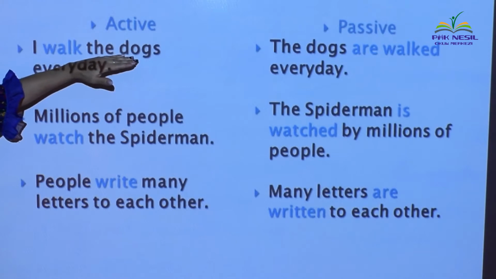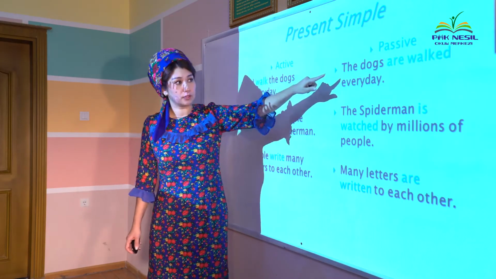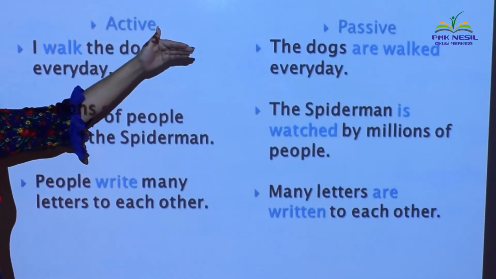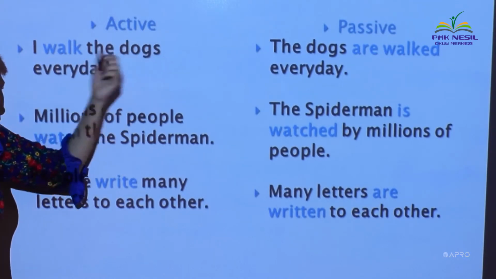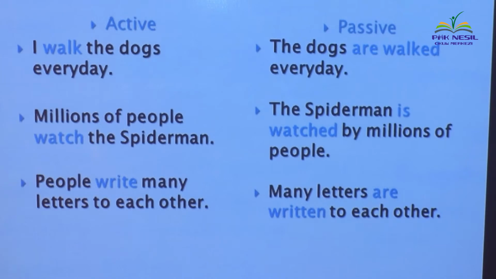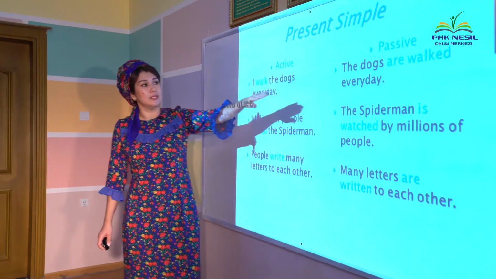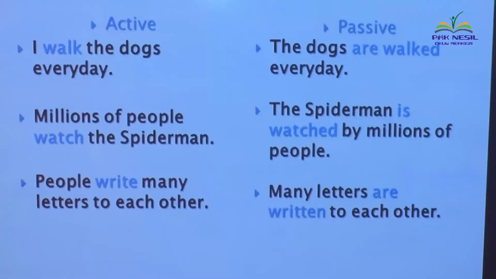In passive voice, this object comes to the first place and it becomes the subject. So we have the dogs, then to be in present simple tense, are, yes, the dogs, plural form, and walk, the third form of the verb walk, is walked as it's a regular verb. So the dogs are walked every day. If you want to indicate who walks the dogs, you can add at the end of the sentence by me. Okay? That's simple. Next sentence.